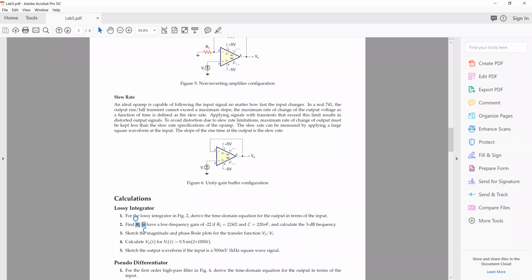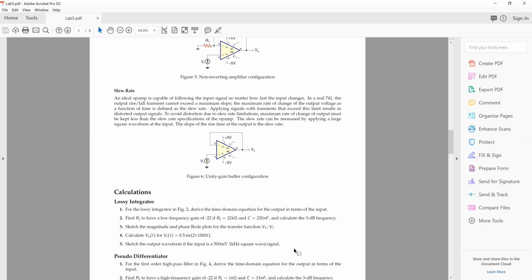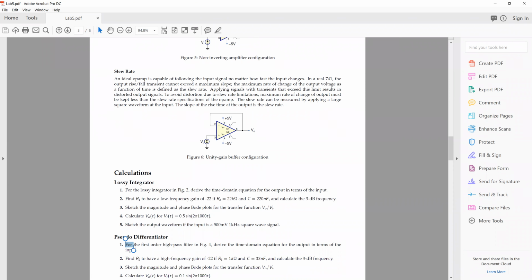Then you have to find the resistance value that actually gives a gain of this, and you have to sketch the Bode plot. You have to find the output for a given input. You already have access to the transfer function, and you already did this in lab 1 and lab 2, finding the output given an input and the transfer function. And you have to sketch the output if the input were a square wave signal. Remember that this is an integrator, so all you have to think about is what happens if you integrate a square wave.